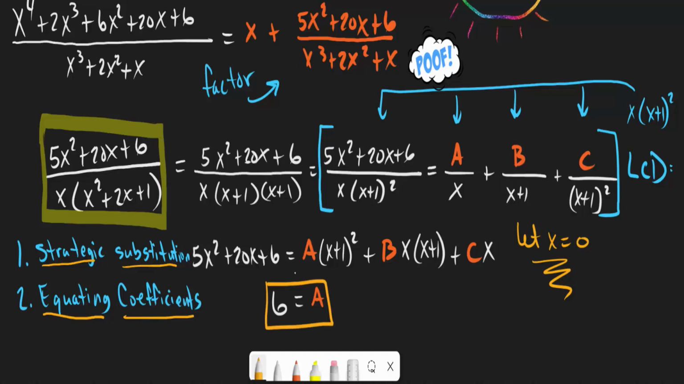Now let's go back, and every place we see an A, let's go ahead and substitute a 6 there. So we're going to plug in a 6 right here and a 6 right here. Nice. Now let's go ahead and try and solve our B and our C.